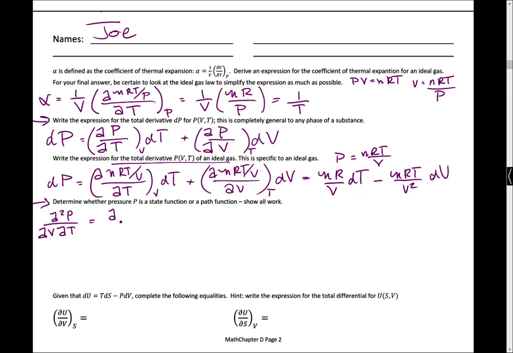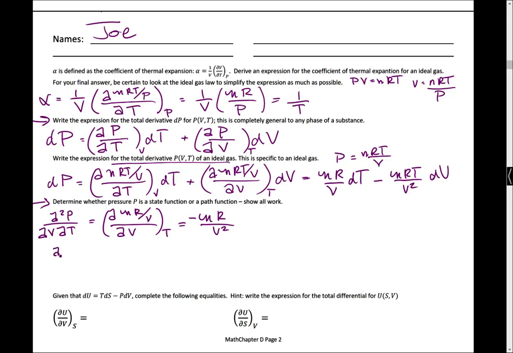So the derivative of nR over V with respect to V holding temperature constant. That is our cross derivative, right? And n and R will be constant, so they come out in front. And then I've got the derivative of V to the minus 1 with respect to V. That's going to be minus, help me out, what's in the denominator? V squared. All right? Does that make sense?